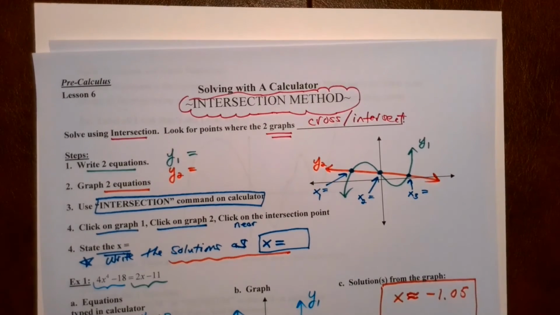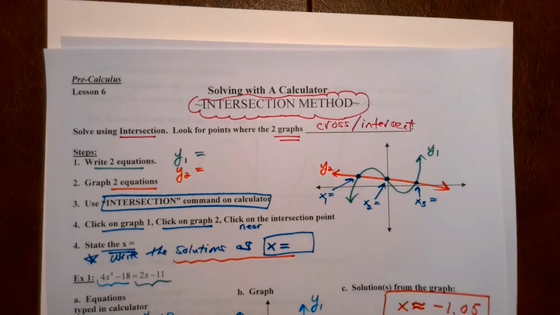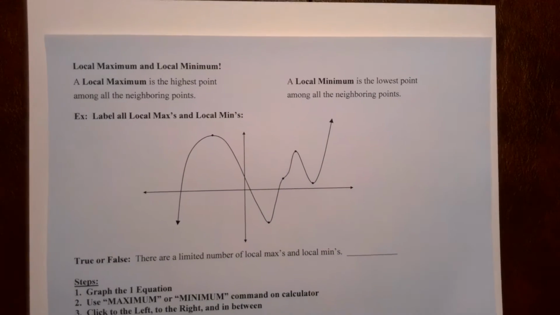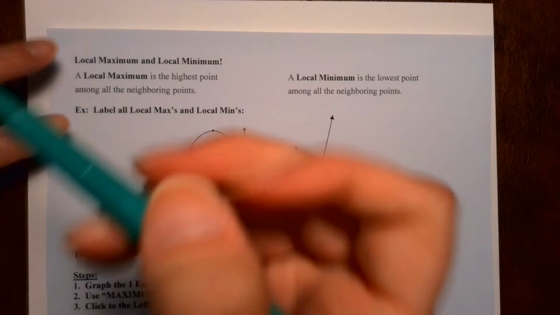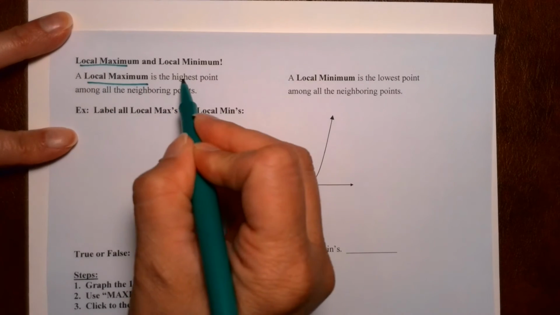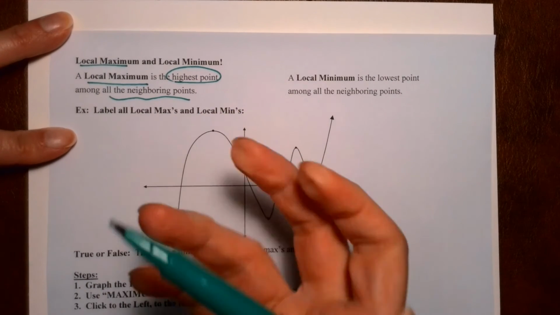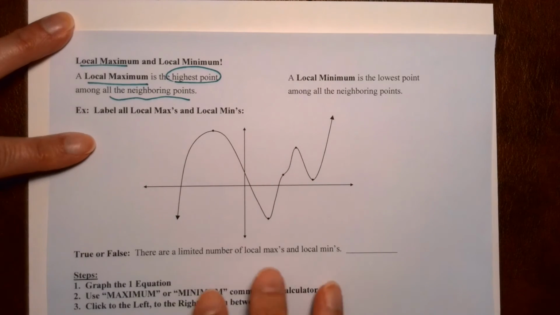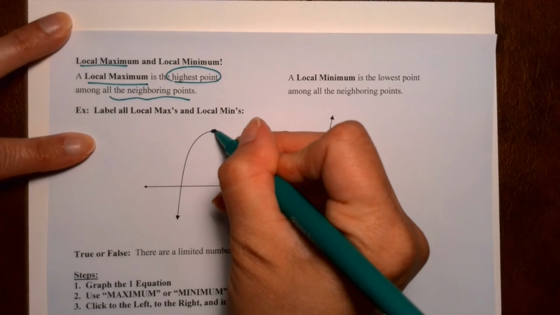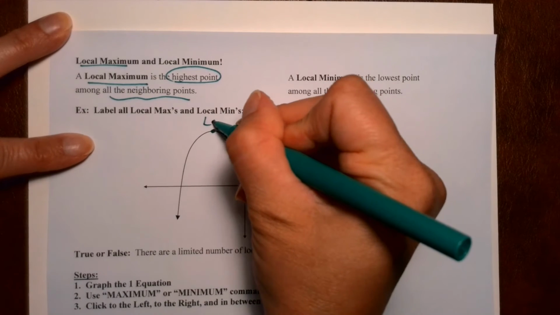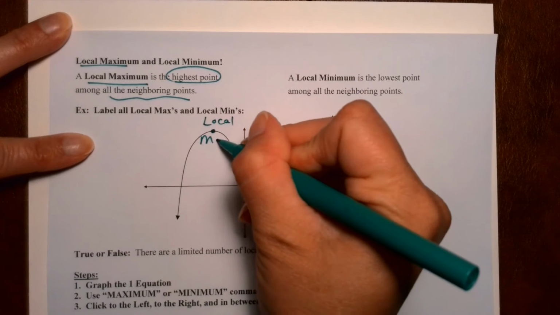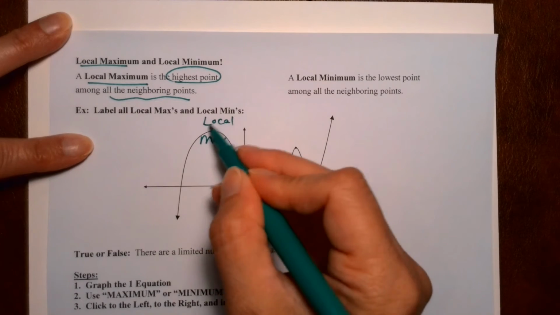Let's take a look at the last command in the calculator. Now we're going to talk about local maximums and minimums. A local maximum is the highest point among all the neighboring points. If I look at this point right here, it's the highest of everybody to the left and the right. So this is called a local maximum. Local, for that area.